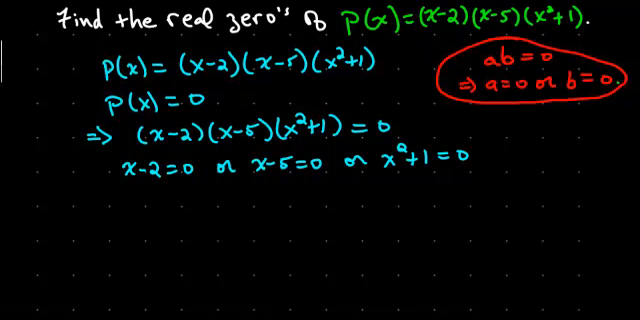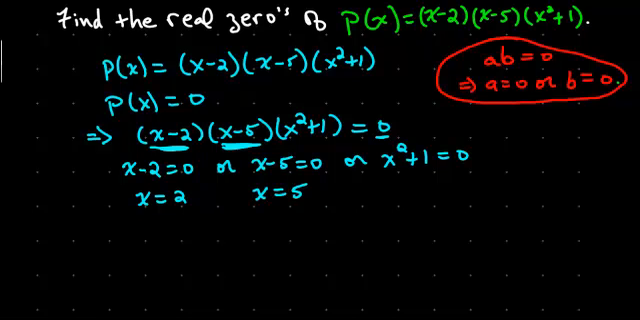So with the x minus 2 equals 0, I'll get x equals 2. That is, when x equals 2, this is going to be 0, and thus when I multiply all these three things together, my result is 0. Or here, x minus 5 equals 0 means that x equals 5. That is, when x equals 5, we get that this multiplication is 0.